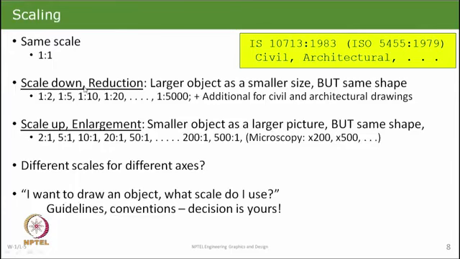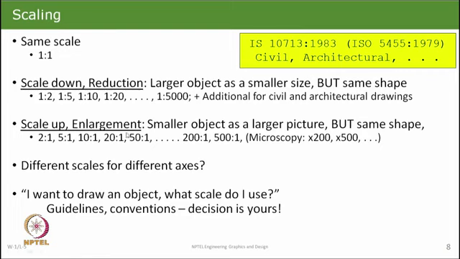Then we can do scale down, which is reduction, and here we can use 1:2, 1:5, 1:10, 1:20. So, it goes in this ratio 2, 5, 10, 20, 50, 100 like that. So, we do not have the option of scaling down by 1:3, not done. There are some more ratios available for civil and architectural drawings, but you do not have an infinite number of ratios at which you can make an engineering drawing.